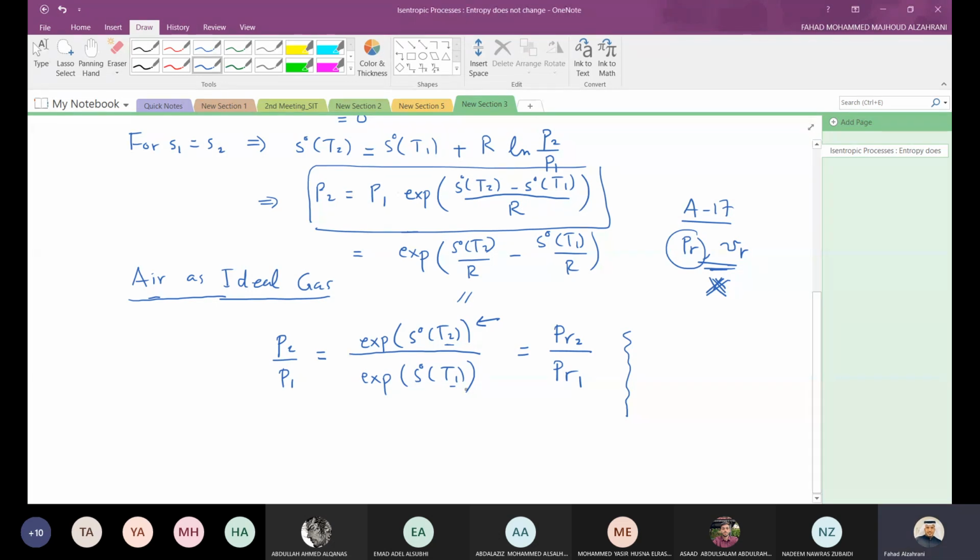Okay? So if I give you a problem where you have an ideal gas, air as an ideal gas, and you have the first pressure and you have T1 and T2, you can just go to the tables and find what is PR at T2, what is PR at T1, okay? And then if you have P1 or P2, then you can find the other pressure. Okay, Shabab? Just to clarify, let me share with you the tables quickly to show you what I mean.